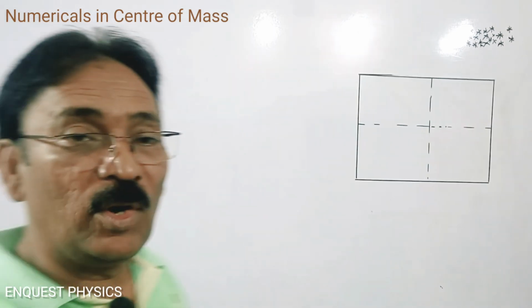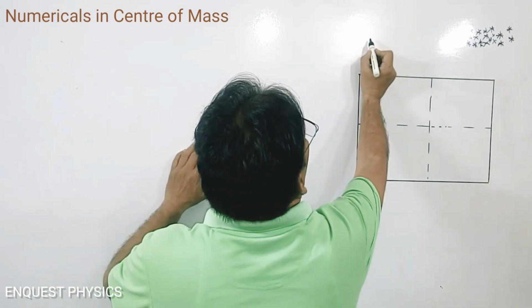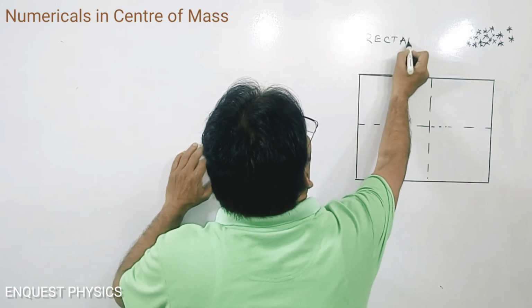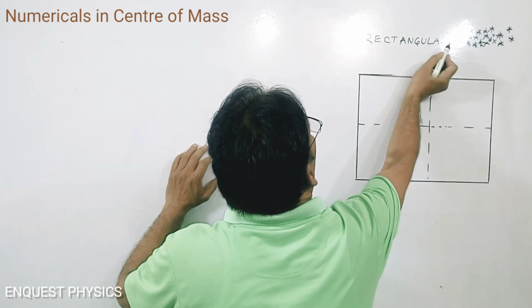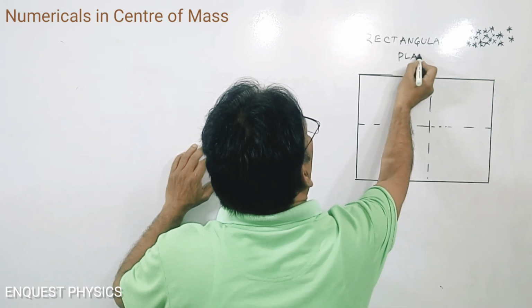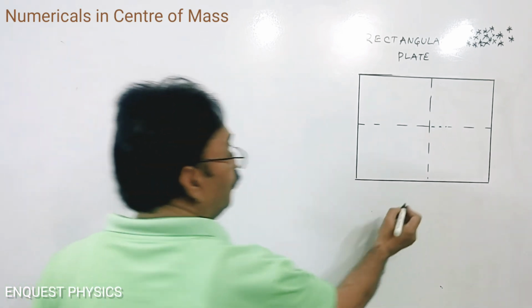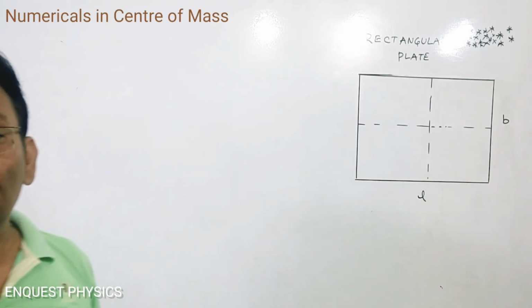Here we are taking one more example, students. This time we are taking a rectangular plate. This rectangular plate has a length of L and breadth of B.